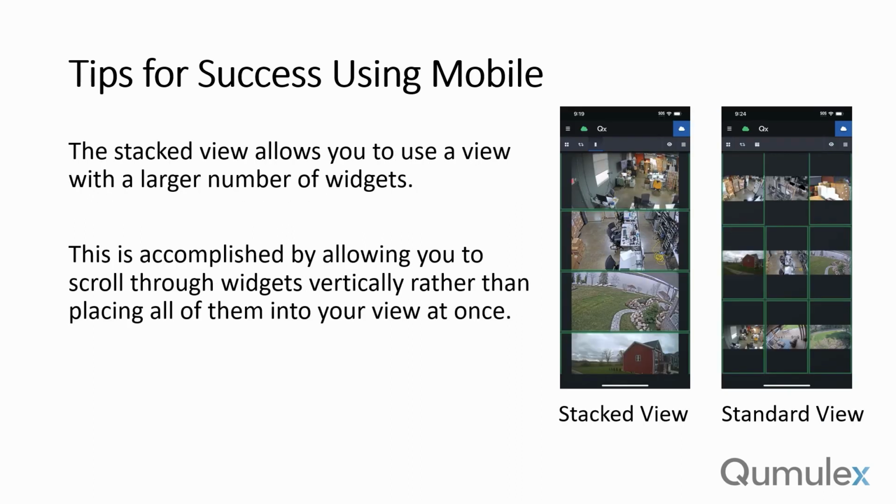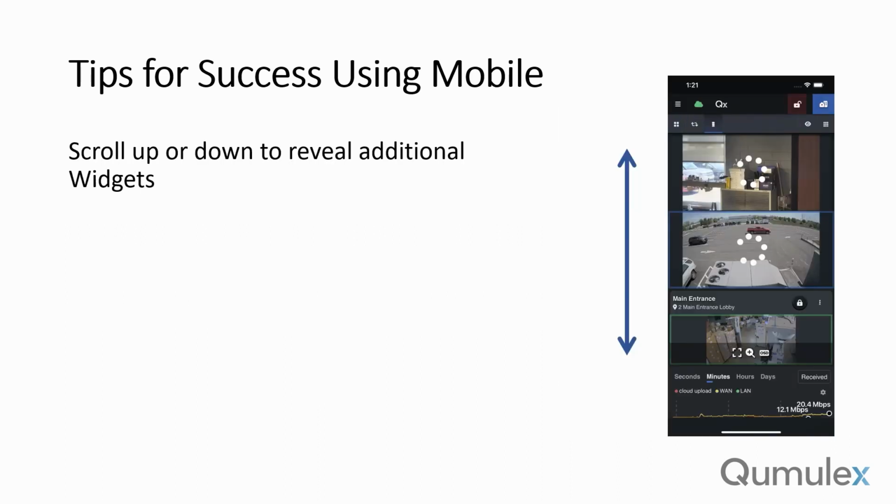So the reason we do this is, if you see the two examples on your screen here, we're looking at the same saved view. The view on the left is stacked, so you can see that the images are much larger, the aspect ratio is properly maintained. On the right hand, you can see that that view really is optimized for a desktop, and as we use that on a smaller device, such as my iPhone 12 in this case, it's a little harder to see. So what we do is we align them vertically, and then we allow you to scroll up and down vertically to work through the various widgets.